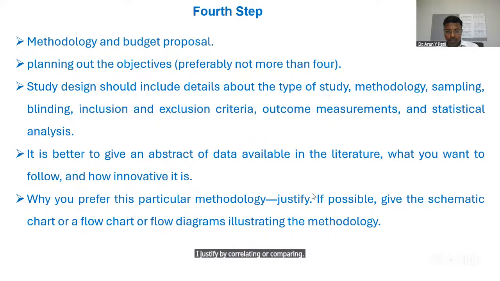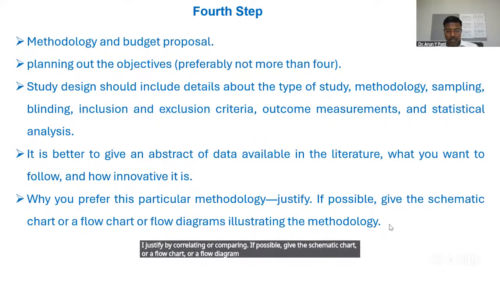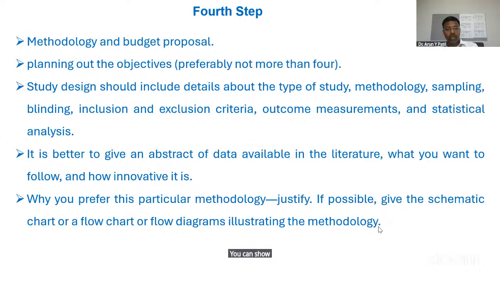If possible, give a schematic chart or a flow chart or a flow diagram illustrating the methodology. The way I have showcased, you can show a graphical abstract kind of thing, which can help the reader or a reviewer to quickly understand what he or she is trying to do.